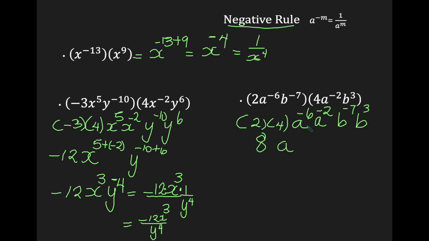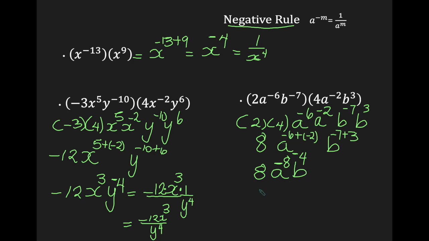My bases match for the a, so I'm going to keep my base, and I'm going to add my exponents. So I'm adding negative 6 plus negative 2. And then for my b's, I'm going to be adding negative 7 plus 3. So I get 8a. Now remember, when the signs are the same, you add, so 6 plus 2 is 8, and you keep the sign. So that's a negative 8 as your exponent. And then b, now my signs are different, so I subtract, which would give me 4. And I keep the sign of the larger absolute value, so I get a negative 4.